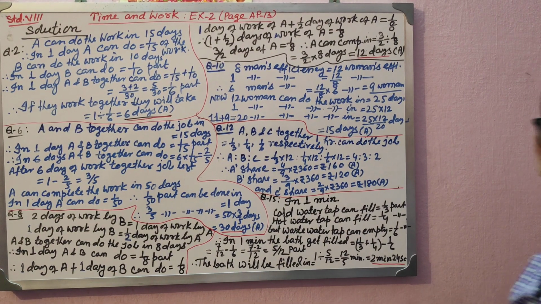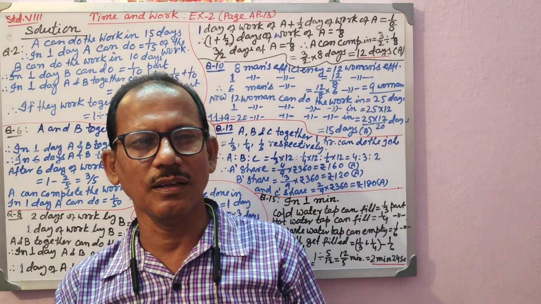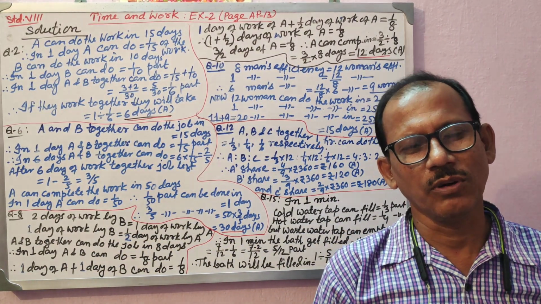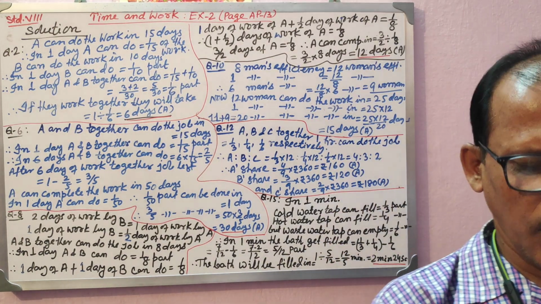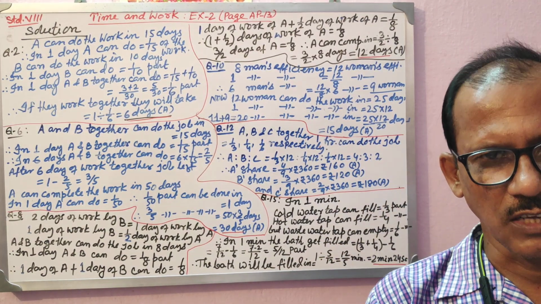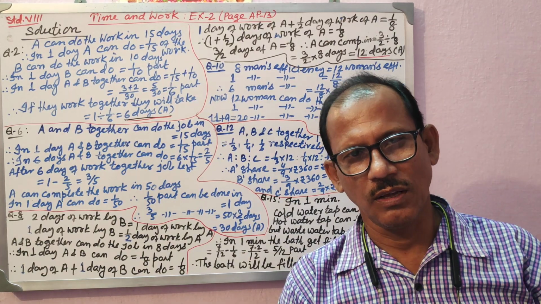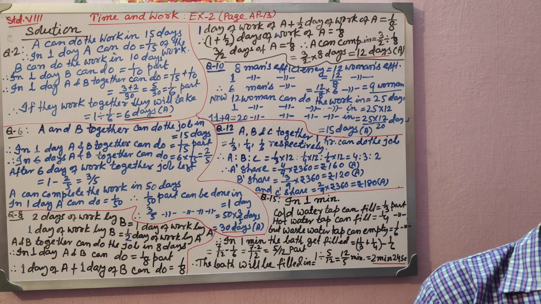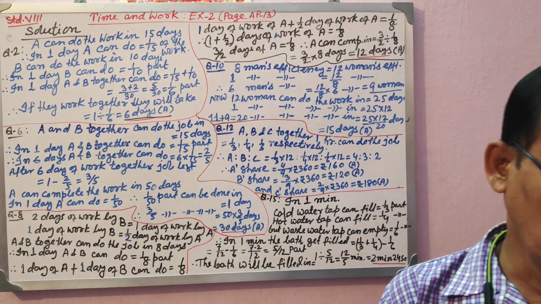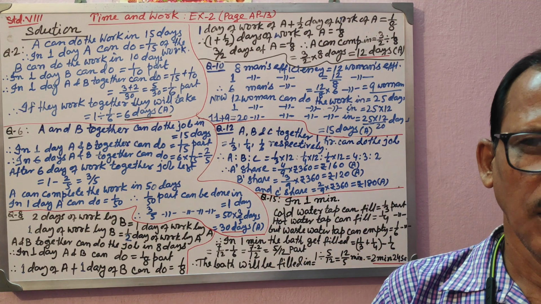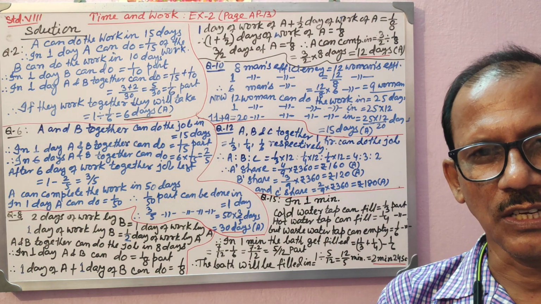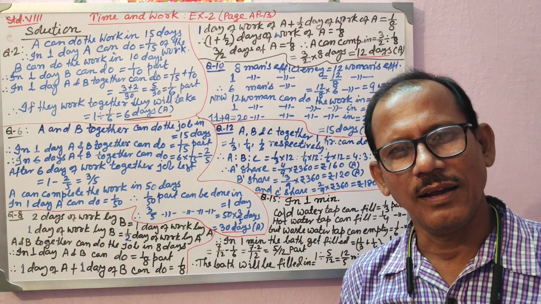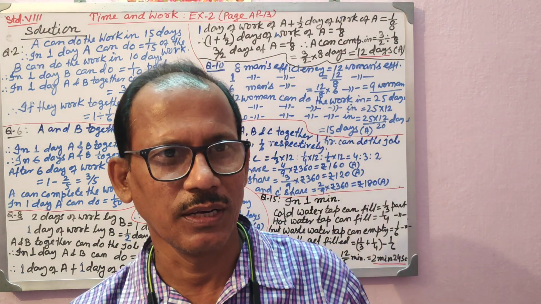Okay, students, last day we have learnt about the unitary method. There we have learnt how to find the required quantity that is asked, through finding the unit quantity, that is one. And then we have learnt about indirect variation: the more people you employ, the less time it requires, isn't it?